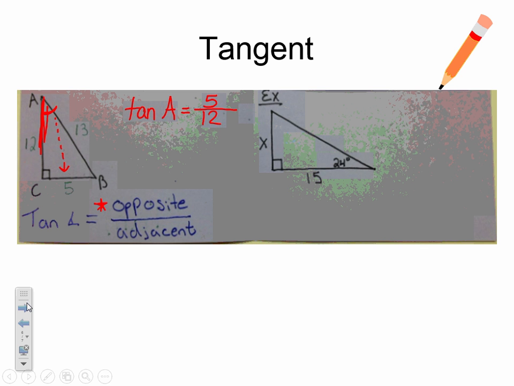Now let's switch locations. Now let's be at angle B. Let me put my pen back. Now we'll go to angle B right here.